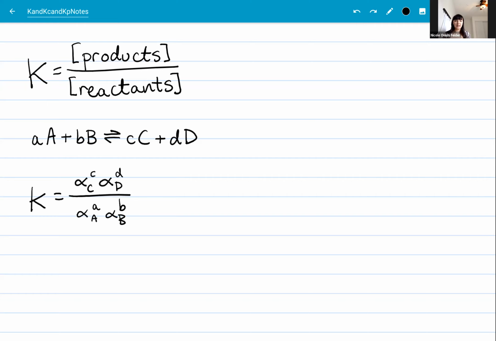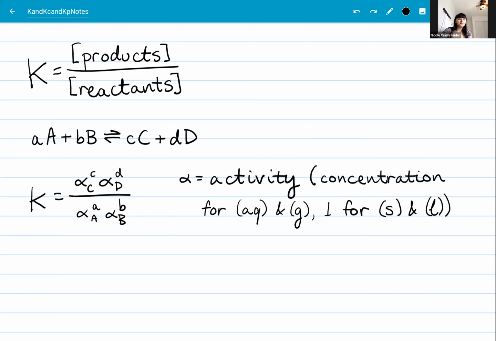I won't go in depth on the physical meaning of activity, but I will say that for different phases, the activity means different things. And so, in short, the activity of an aqueous solution is its concentration. Same goes for a gaseous phase. And then for solids and pure liquids like water, for example, activity is just equal to 1.